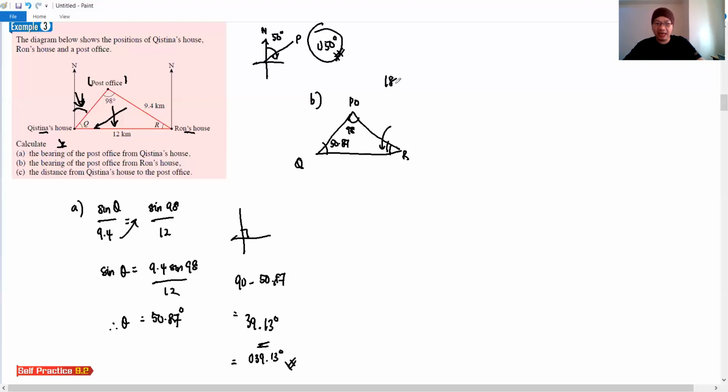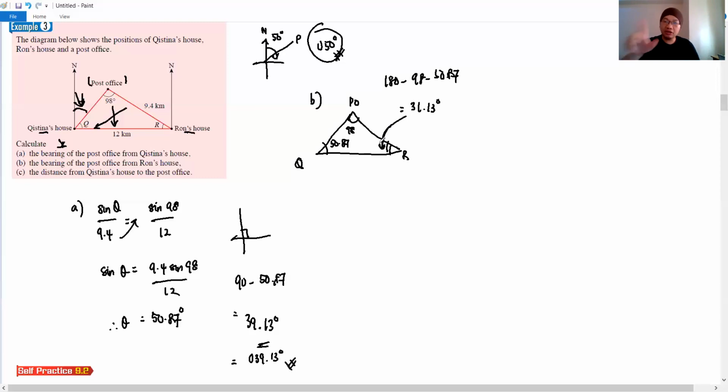So to find R here, just apply 180 minus 98 minus 50.87. Then we are supposed to get what? 180 minus 98 minus 50.87. So this is the value that we are supposed to obtain, 31.13. So the angle here is 31.13 degrees. Okay, this is the angle.